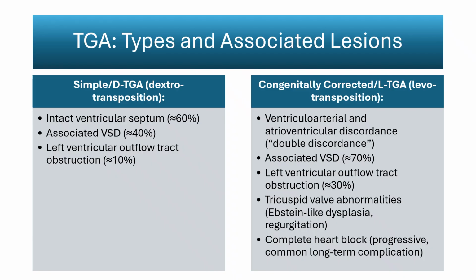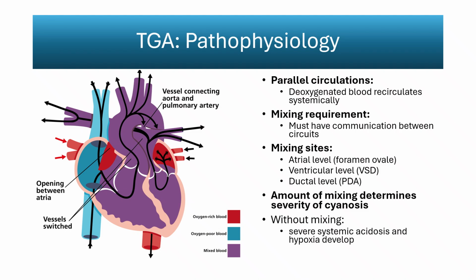These distinctions are clinically important because simple DTGA presents with profound cyanosis in the newborn period, while LTGA may remain undiagnosed until later due to physiologic compensation, but carries long-term risks related to systemic right ventricular function and arrhythmias. The fundamental problem in transposition is that the systemic and pulmonary circulations run in parallel instead of in series. Deoxygenated blood cycles repeatedly through the body, while oxygenated blood loops back to the lungs.